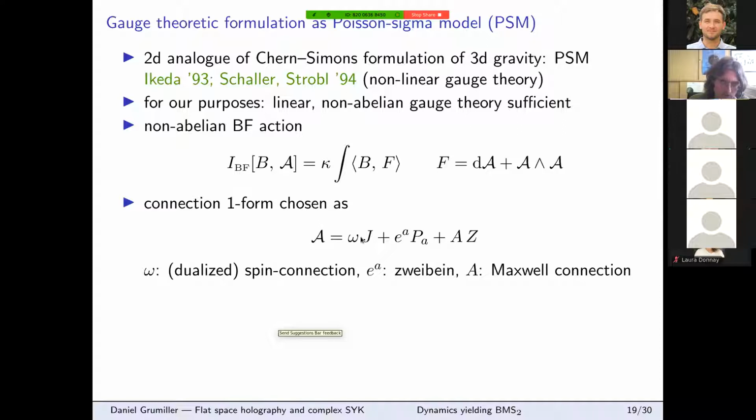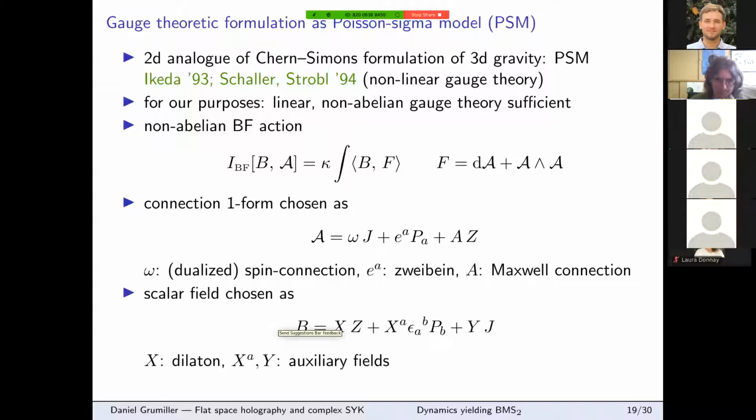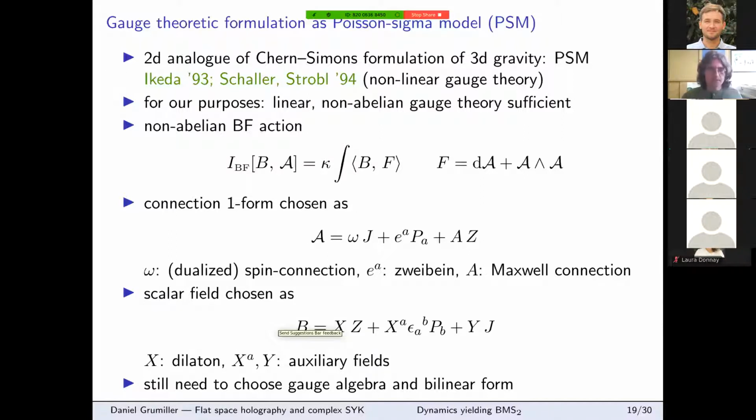And the spin connection comes together with the generator of Lorentz boosts. Then the translation generators come together with the Zweibein, and the Maxwell connection has an extra abelian generator set. And we similarly decompose the scalar field. The dilaton appears in the Z component, and then there are 2 or 3 rather auxiliary fields, XA and Y. So this is just a general structure of a BF theory that may have a gravity interpretation.